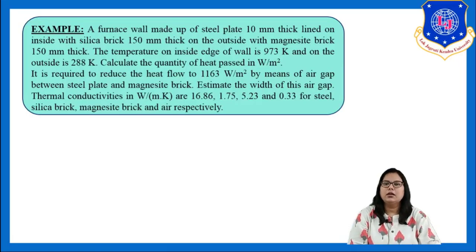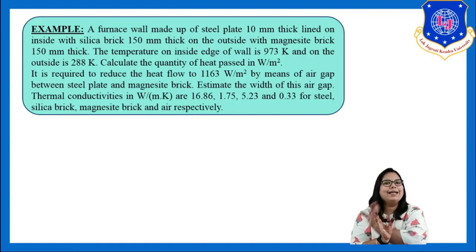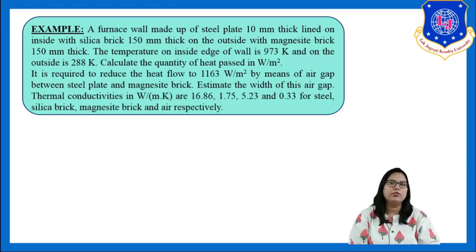Let's see first the statement which was given. A furnace wall made up of steel plate 10 mm thick, lined inside with silica brick 150 mm thick and outside with magnesia brick which is 150 mm thick. In this example, there are two cases which are given, so read the statement carefully. In the first case, the furnace wall is made up of a steel plate having thickness 10 mm, lined inside with silica brick of 150 mm and outside with the magnesia brick of 150 mm.